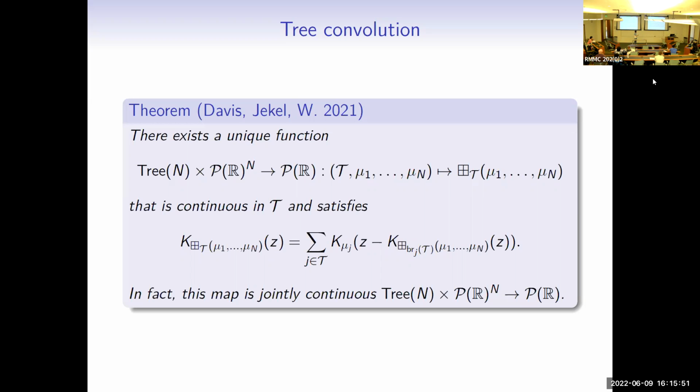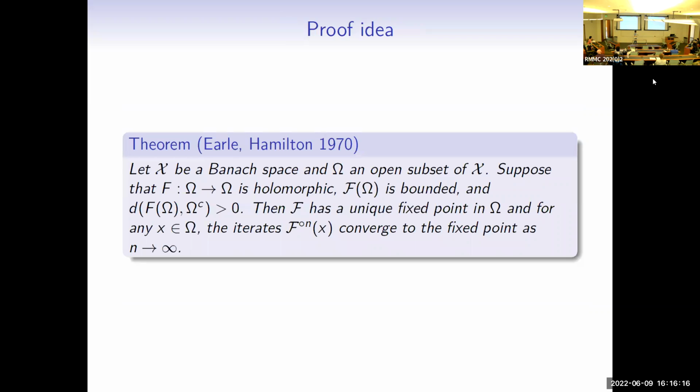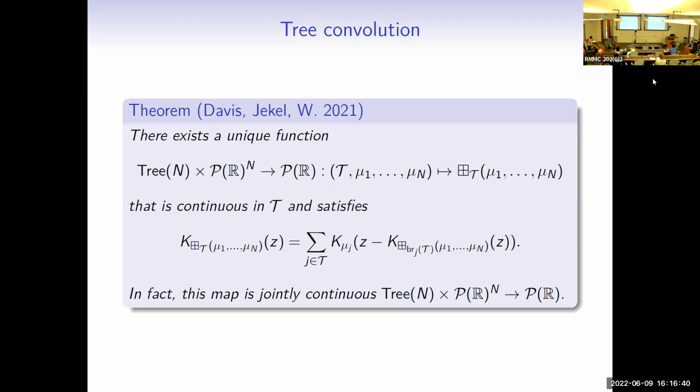So that's the main theorem, which means we can use this equation system to define the K transform of some probability measure, which is a tree convolution for this mu1 up to mu n in this way. And the proof is based on this fixed point theorem by Aaron and Hamilton, where if you have a Banach space, and if you know this map is a contraction, then you have a unique fixed point, and for any x, the iteration is converging to this point. Then we just need to consider this as an element in this Banach space, and check it is a contraction map to get the fixed point equation.